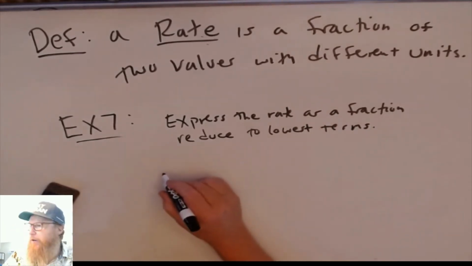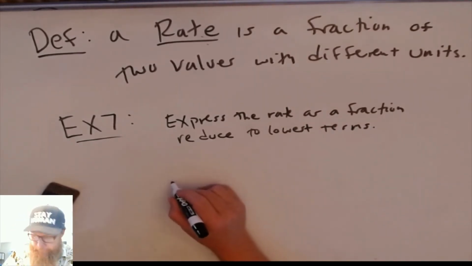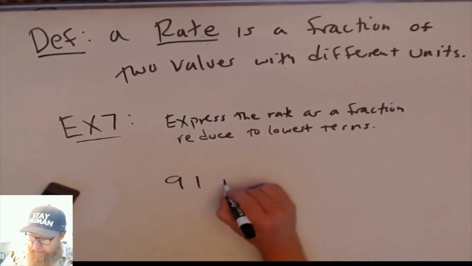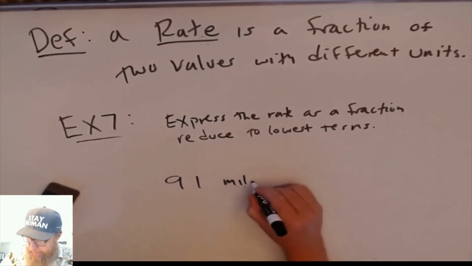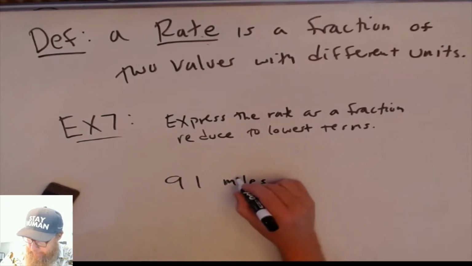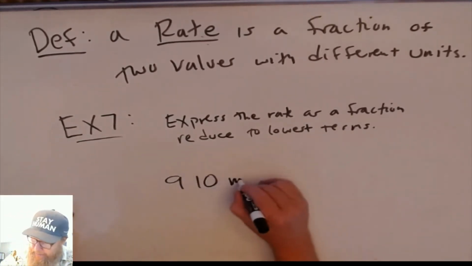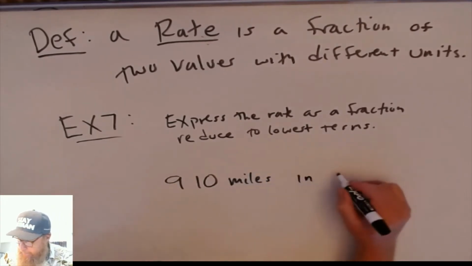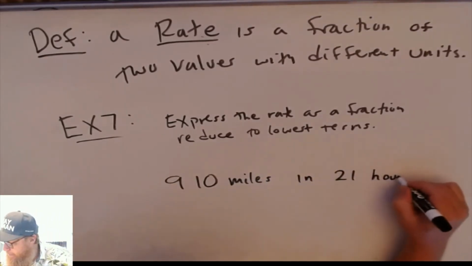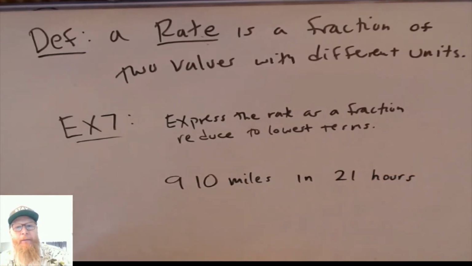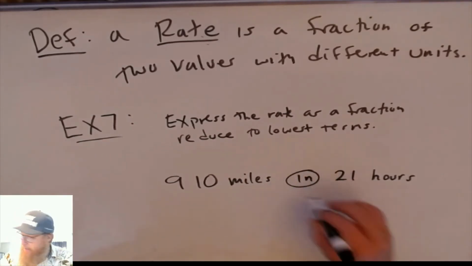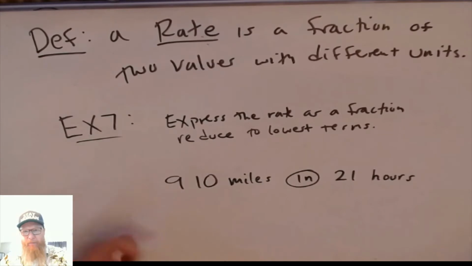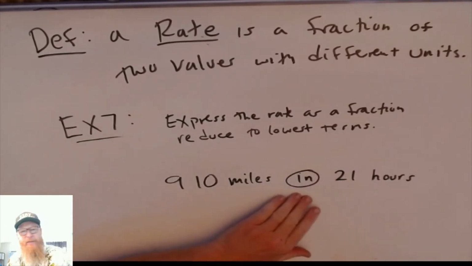So suppose you go 91 miles. Sorry, not 91 miles. 910 miles in 21 hours. So that would be a rate. Now, let me go ahead and do this problem, and then I'll talk about the word in, because it's not always going to be in.